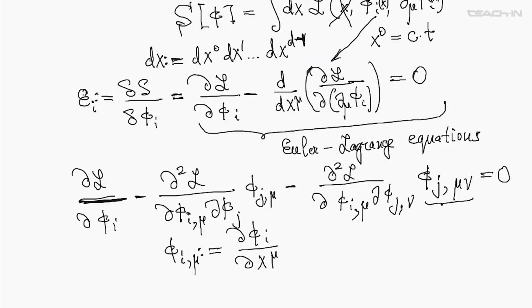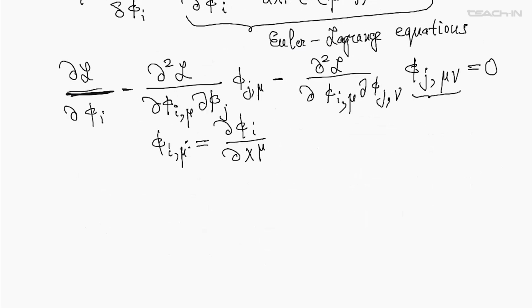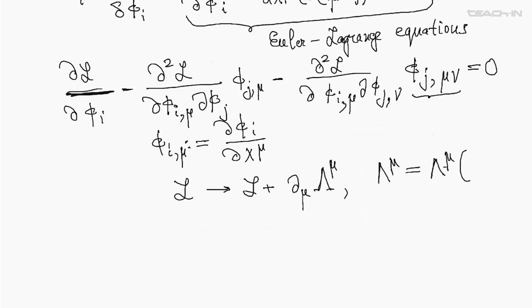Now it is important to realize that in fact the Lagrangian is not uniquely defined, which leads to one and the same equations of motion. So you can have different Lagrangians which lead to one and the same equations of motion. And this is because we can always change the Lagrangian density by adding to it the total derivative of the form d mu lambda mu, where lambda mu is considered as a function of the field phi, or the fields phi I.